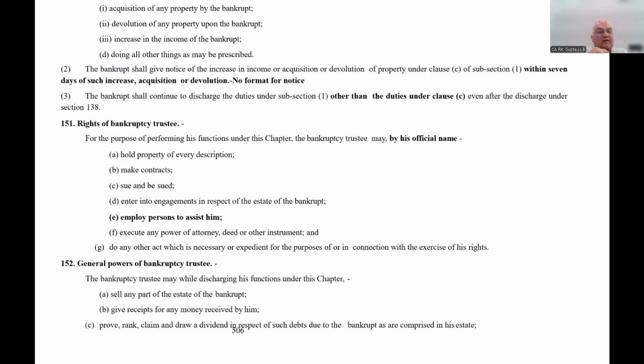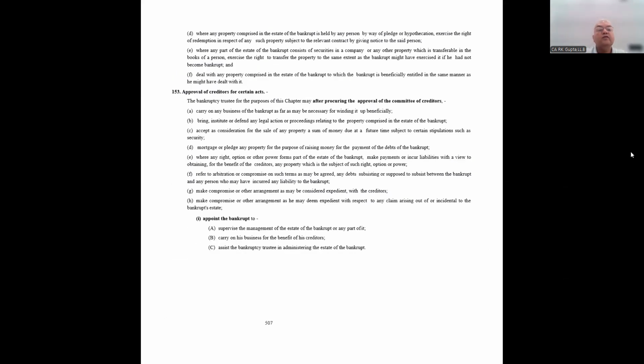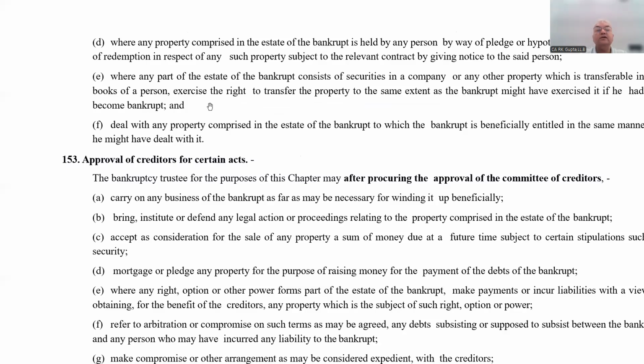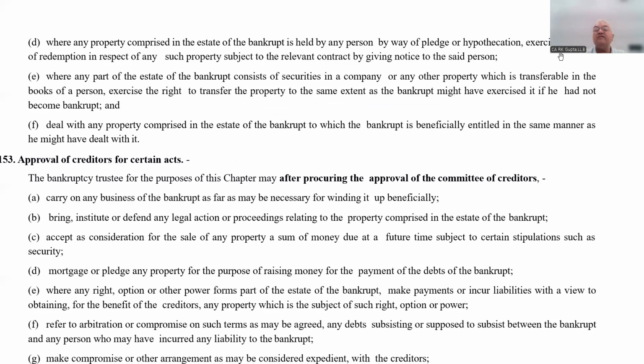152. General powers of the bankruptcy trustee. The bankruptcy trustee may, while discharging his functions under this chapter, sell any part of the estate of the bankrupt, give receipts for any money received by him, prove rank, claim, and draw a dividend in respect of such debts due to the bankrupt as are comprised in his estate, where any property comprised in the estate of the bankrupt is held by any person by way of pledge or hypothecation, exercise the right of redemption.